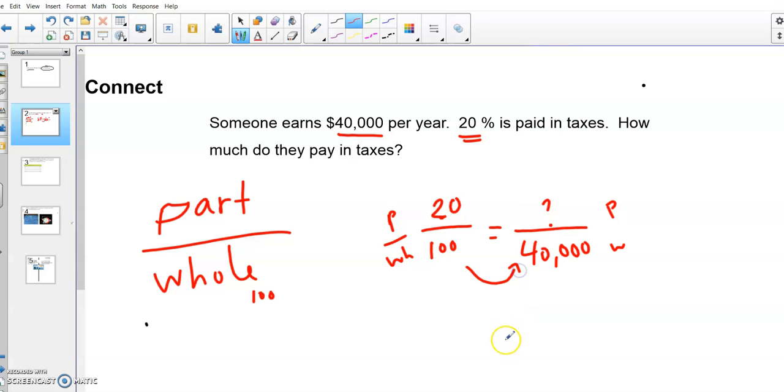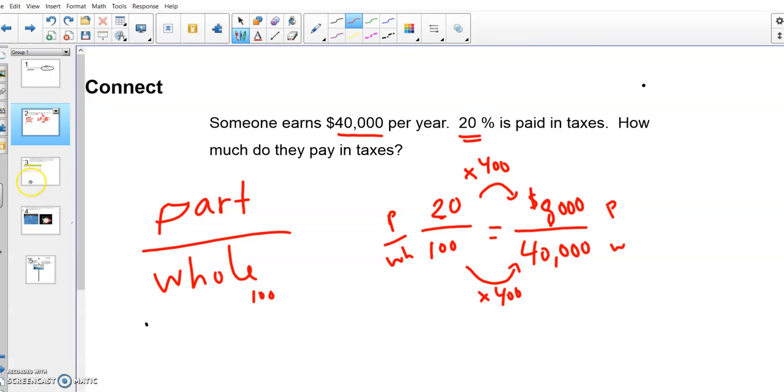So 100 times what is 40,000? 100 times 4 is 400, times 40 is 4,000, so times 400 would make 40,000. So we would also do times 400 up here and find out that that was 8,000, 1, 2, 3 zeros. So this person would pay $8,000 of their money in taxes and keep the other 32,000. So that's just a quick refresher of how percents work in ways we've done so far. So let's look at some science-related problems.